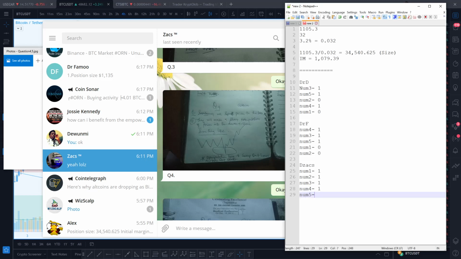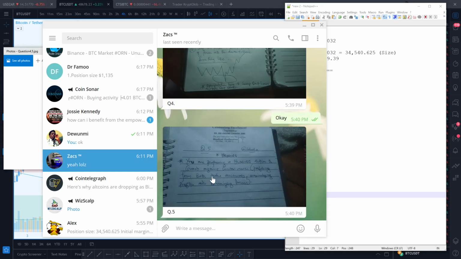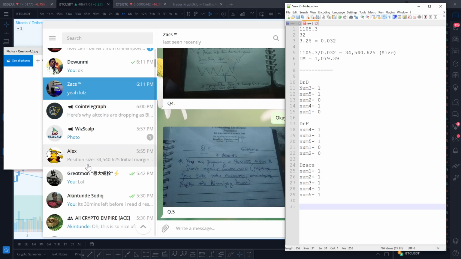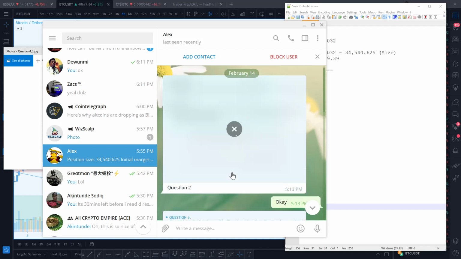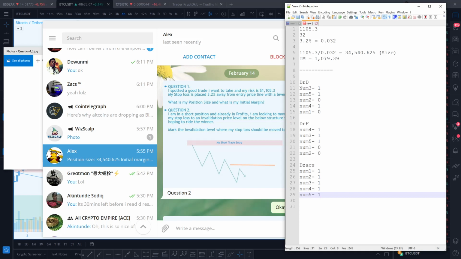Wow. Then question 5. You are performing a hedging action to guard against counter moves, profiting from both trade movements, maximizing profits and minimizing losses. Wow, that's perfect. Wow, we have a leader already. So who else? Alex. So we have Alex.